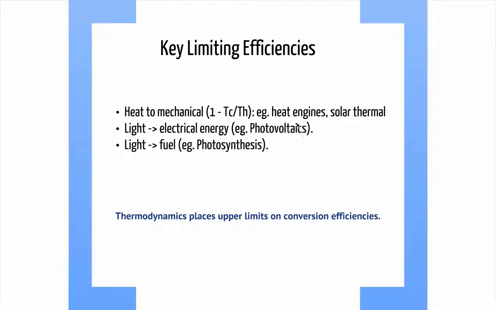Light to electrical energy is, of course, photovoltaics. Again, just keep in mind that even in photovoltaics, the thermodynamic limit is still defined by that. Of course, in that case, the hot part would be the sun, because light is coming from the sun. The cold part will be the ambient temperature at which the solar cell is. We'll also talk about that later on. Light to fuel is a similar situation. Of course, it's much slower, as in photosynthesis. The efficiencies are generally a little bit lower as well.